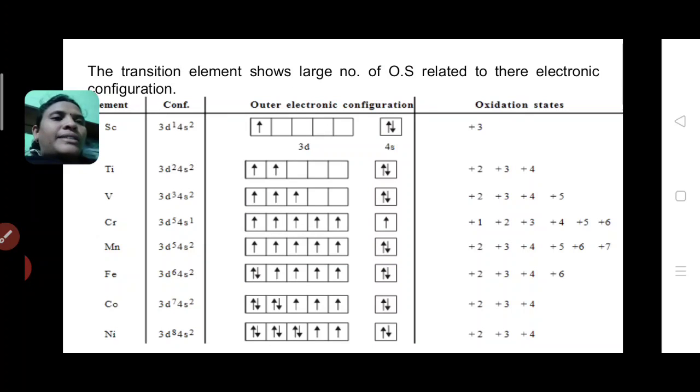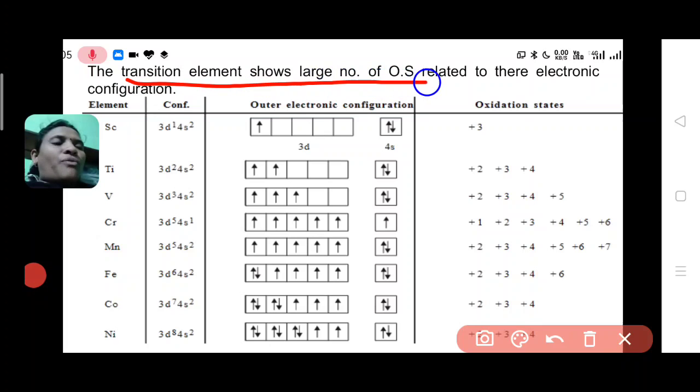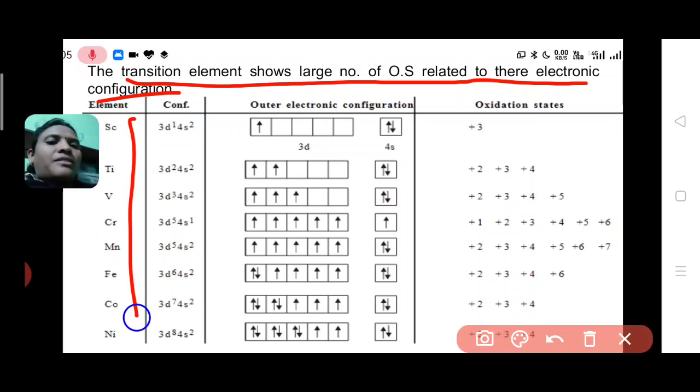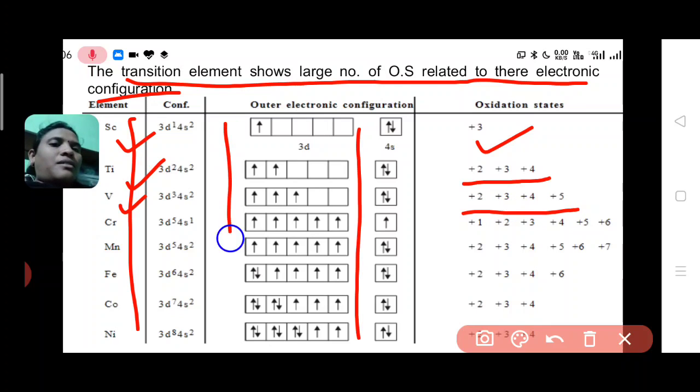Now, oxidation state of transition elements. See the statement here: transition elements show a large number of oxidation states related to their electronic configuration. This is the first transition series, the 3d series, and this is its electronic configuration. Scandium has oxidation state +3. Titanium has oxidation state +2 also, +3 also, and +4 also. Vanadium has oxidation state +2, +3, +4, +5.